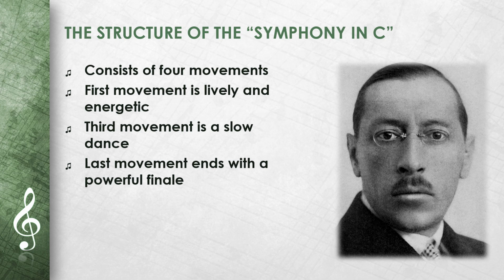The Symphony in C consists of 4 movements. The first movement is lively and energetic. The second movement is quieter and resembles a scherzo. The third movement is similar to a slow dance. The last movement is faster again and ends with a powerful finale. Each movement has a clear and simple structure.